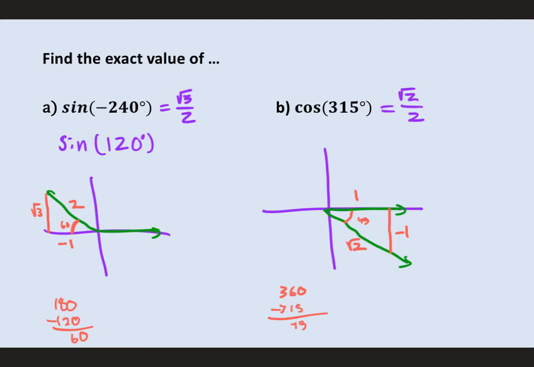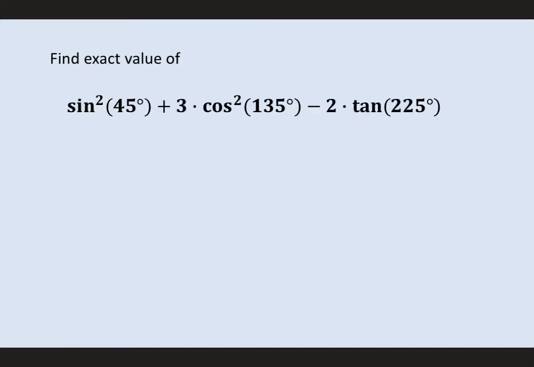Now, a couple things I want to clarify. In quadrant 2, remember ASTC, sine was supposed to be positive. Sine was positive. In quadrant 4, ASTC, cosine is positive, cosine is positive. If I had wanted to find the tangent here, I would have had -1/1. Tangent's supposed to be negative. That's totally fine. Be very careful to pay attention to your negative signs. These problems like this, if you don't get those negative signs correct, you lose essentially all the points on the problem.